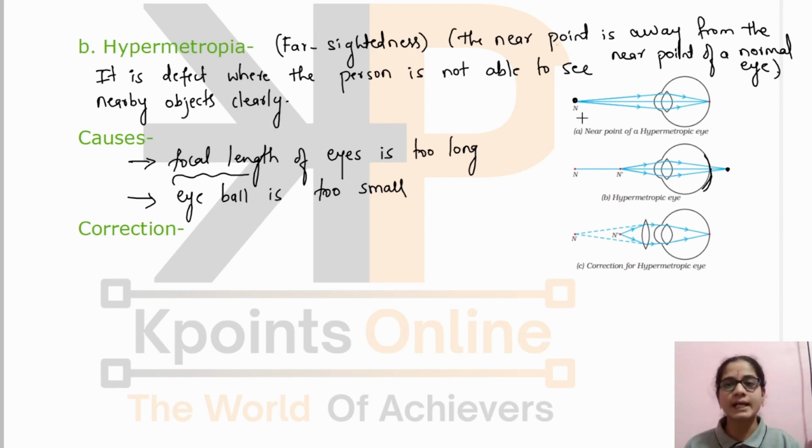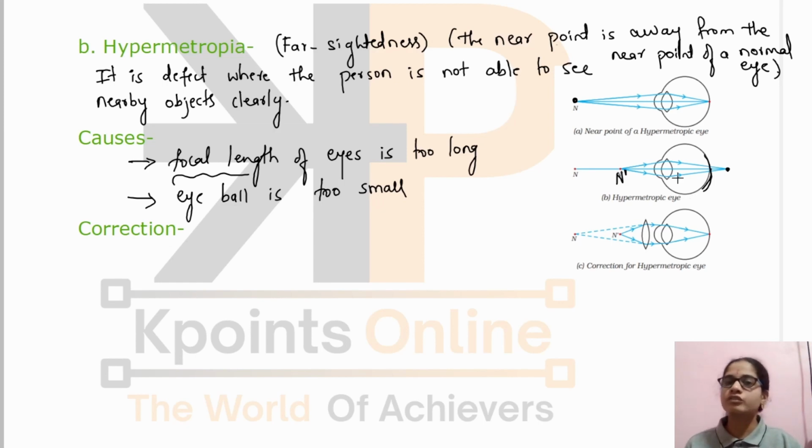The near point of this hypermetropic eye is away from the normal near point of the eye. See here, the object is placed here, which is nearer than the near point of the hypermetropic eye. What happens here? Due to the longer focal length of the lens, the rays converge at a longer distance, and the image is formed behind the retina, because of which they are not able to see the object clearly. So what do we need to do? We have to converge these rays nearer than this point, so that the image is formed exactly on the retina.